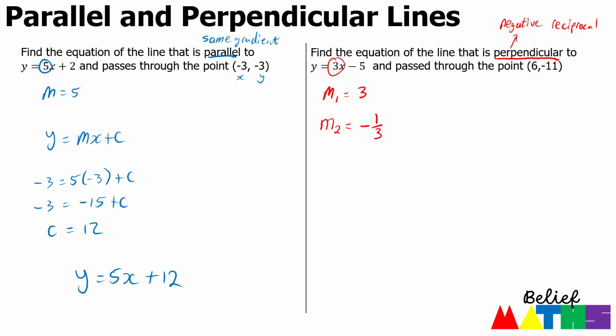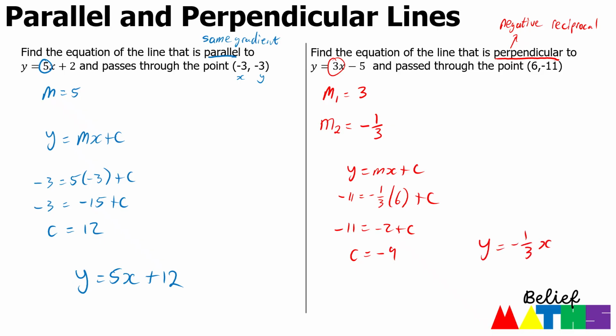And now we do exactly the same thing we did before. y equals mx plus c, minus 11 equals minus 1 over 3 times 6 plus c, minus 11 equals minus 2 plus c, so rearranging that gives you c equals negative 9. Now my final answer is y equals minus 1/3 of x, take away 9. And that's the final equation of my line.